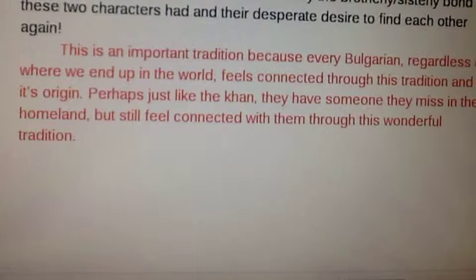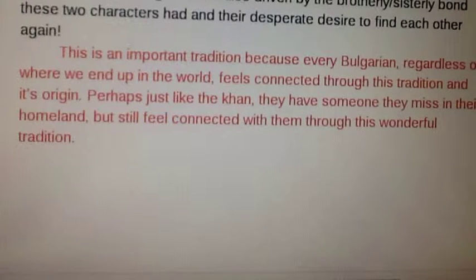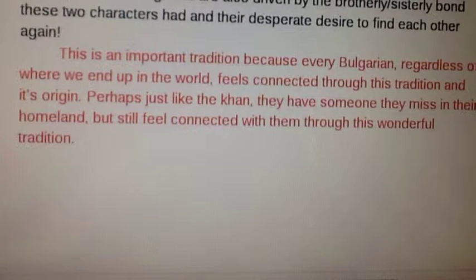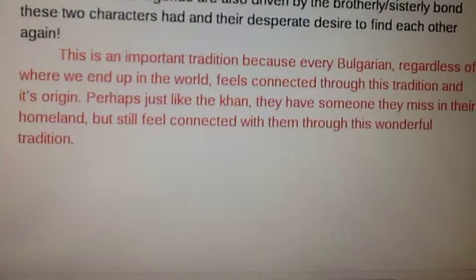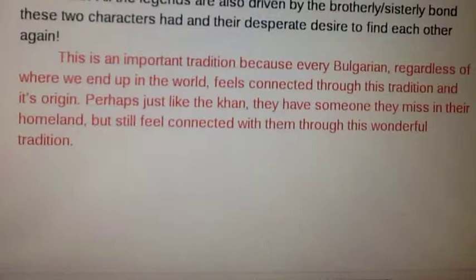This is an important tradition because every Bulgarian, regardless of where we end up in the world, feels connected through this tradition and its origin. Perhaps just like the Han, they have someone they miss in their homeland, but still feel connected with them through this wonderful tradition. So I tried to incorporate within that very last paragraph the legends that I was talking about within it, and kind of wrap it up in a nice little package.